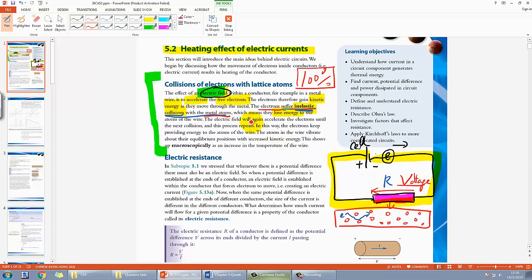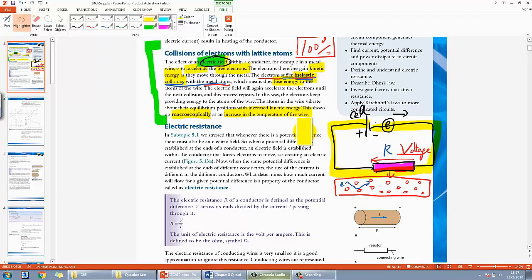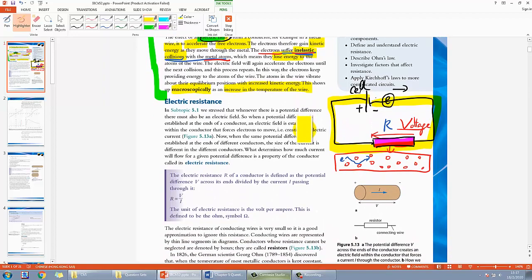And where does the energy go? The energy will simply go to, of course, the resistor or the wire itself, and that's why a light bulb would be emitting light. For a resistor, it will simply be heating up instead. So that's why there's a very important word here, macroscopically, that it would increase the temperature of the wire. Okay, so here is some more detailed idea you need to understand in IB physics.